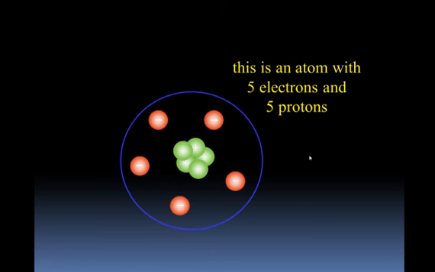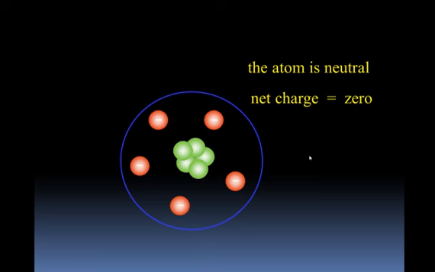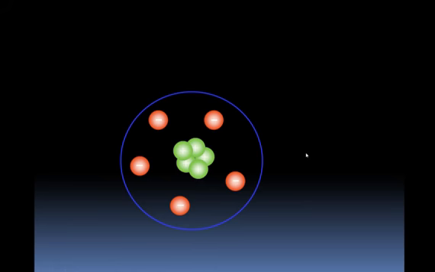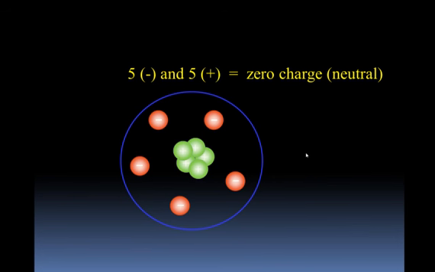This is an atom with 5 electrons and 5 protons. It doesn't matter how many neutrons, because remember, neutrons are about isotopes, so neutrons are not needed when we're talking about ions. They're still there, they're just not needed. So because we have the same number, our net charge is 0, which means the atom is neutral. These are what you see on the periodic table of elements. So 5 negatives and 5 positives means a 0 charge or neutral.